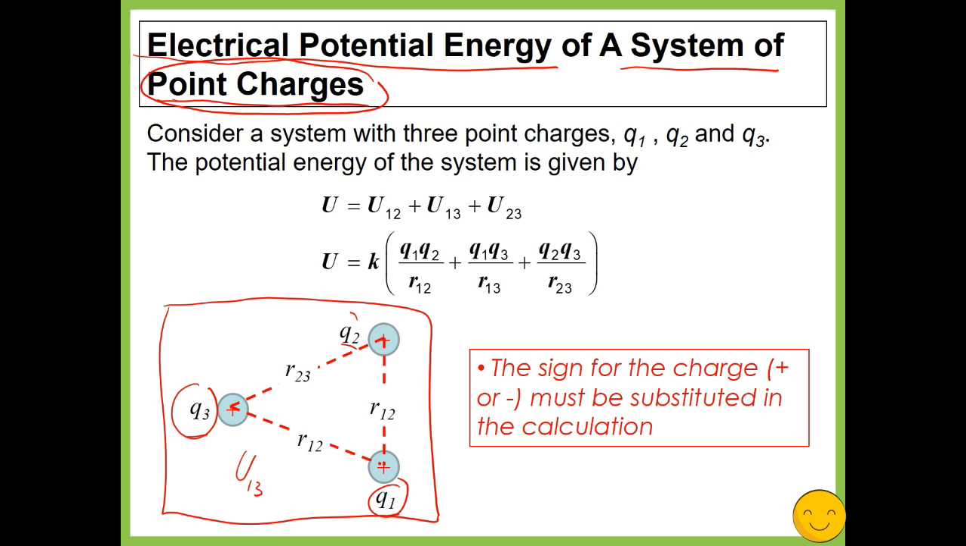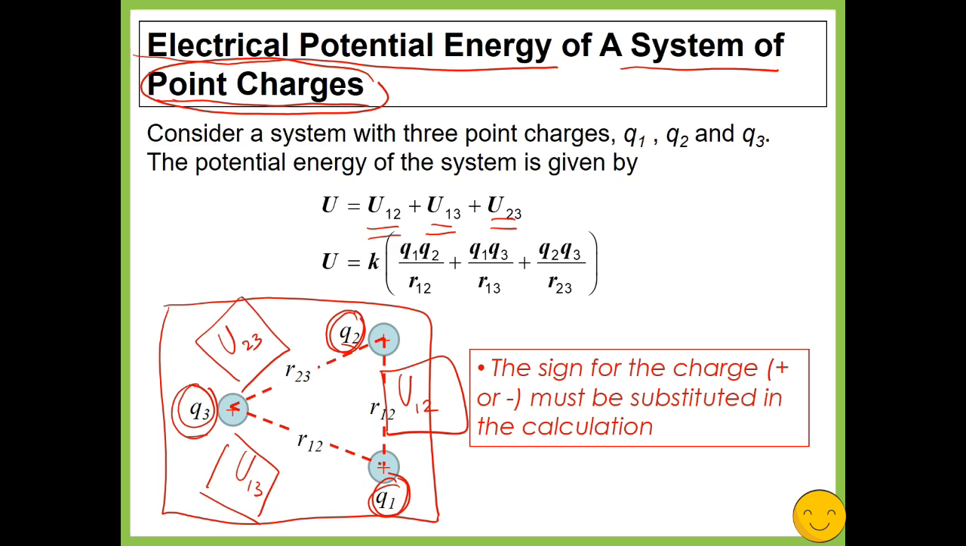Interaction between Q2 and Q3. So there is a potential energy U23. And also we have interaction between Q2 and Q1. So for this interaction, there will be an electric potential energy of U12. So for this system, we are having three electric potential energies and we are adding up all the terms. So this is how we calculate the electric potential energy for a system of charges. And again, the sign of charge must be substituted in the calculation.